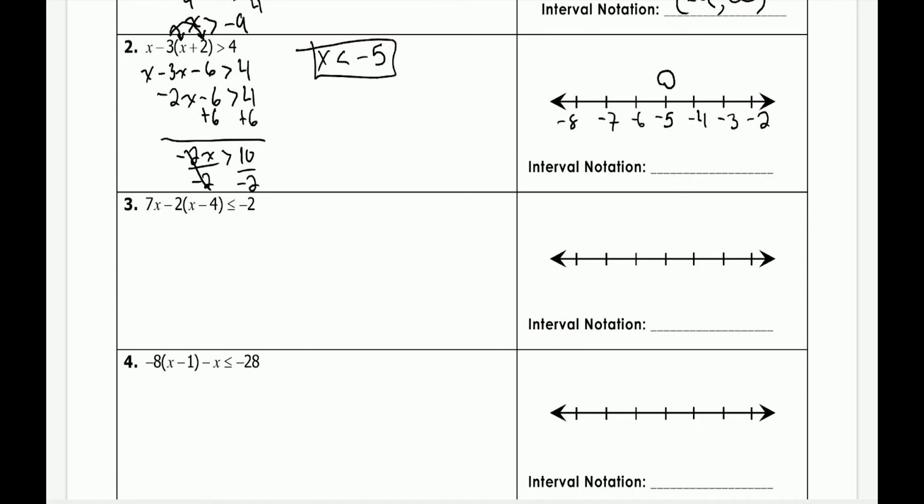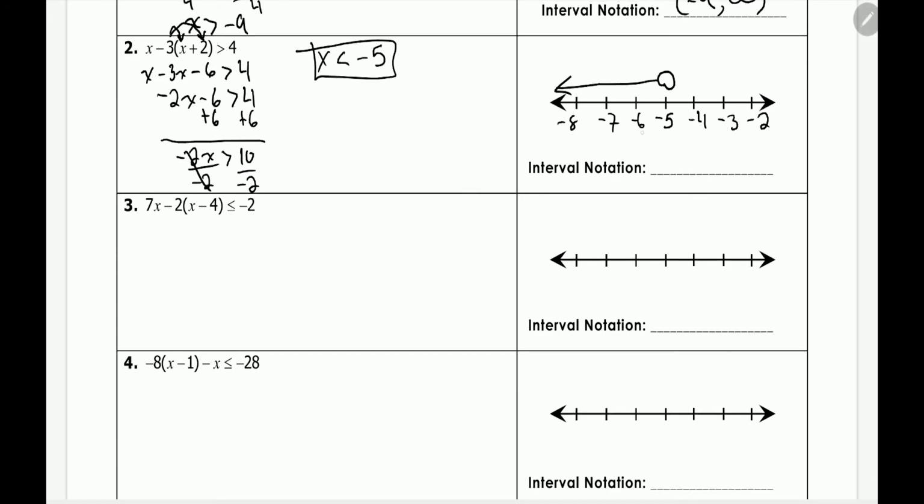They would be to the left. So we draw a line to the left. And now let's do the interval notation. So reading left to right, what's the farthest that arrow goes to? Well, that arrow just keeps on going. So we're going to have negative infinity.